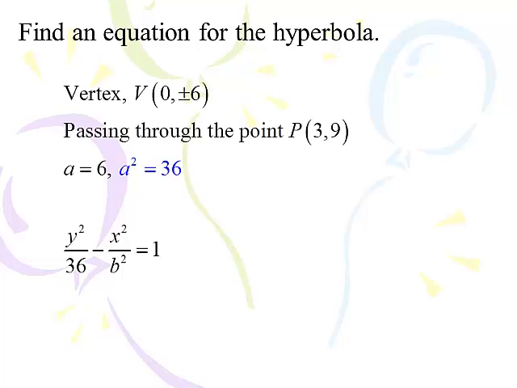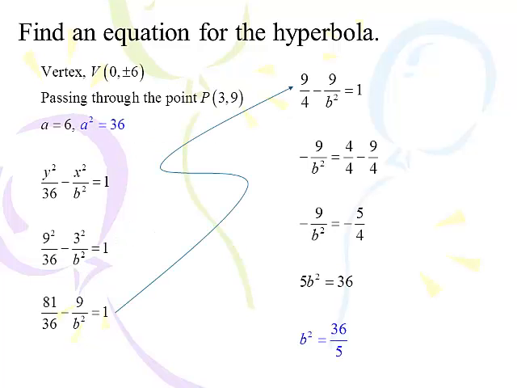So a is 6, a squared is 36. It's y squared over 36 minus x squared over b squared equals 1. And again, the vertices were up and down, so that was on the y-axis. So the y squared came first, and the a squared went underneath that one. I'm going to put 3 in for x. Careful, make sure it goes in for x. I'm going to put 9 in for y, and I'm going to solve for b squared.